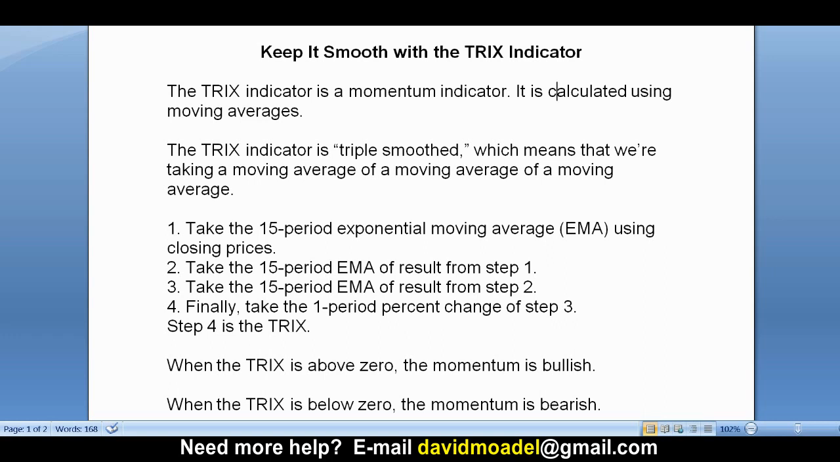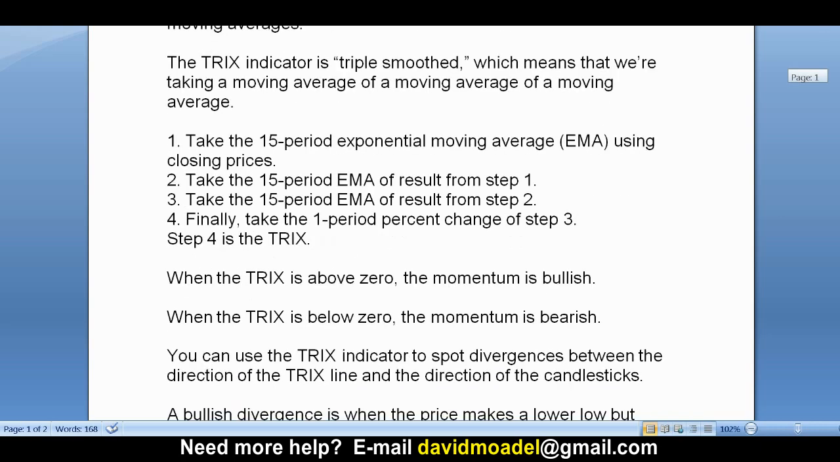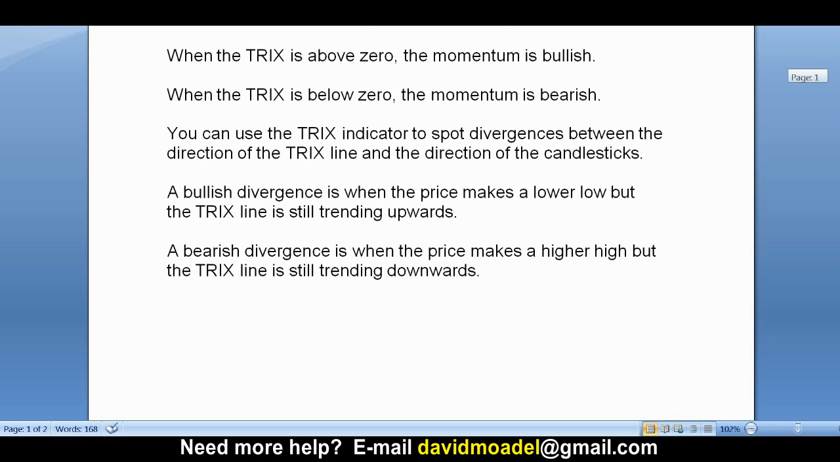And so it's going to be very smooth and very rounded. The line is not going to be jagged. It's going to be smooth. And finally, step four, you take the 1-period percent change of step three. And step four is the TRIX. If you didn't understand all that, it's okay. It's just good to know what the calculations are if you want to. But more important is how you use the TRIX indicator.